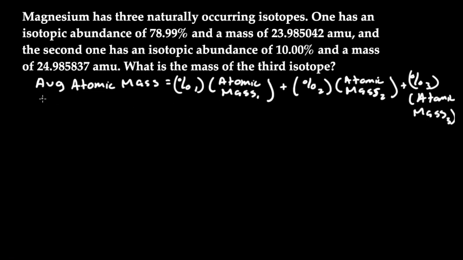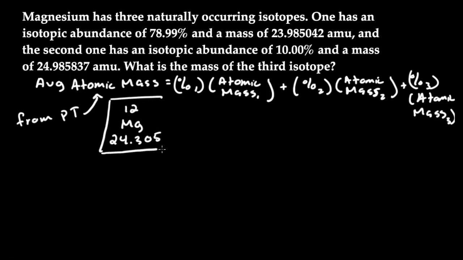And so this number right here represents the average, this is from the periodic table. That's what this number right here is from. And so we're not given what the average is in this question, but we can go to the periodic table and look it up. And if we look up magnesium, we're going to see something like this. We're going to see that we got a 12 up top, and then we have the Mg here, and then we have something like 24.305.